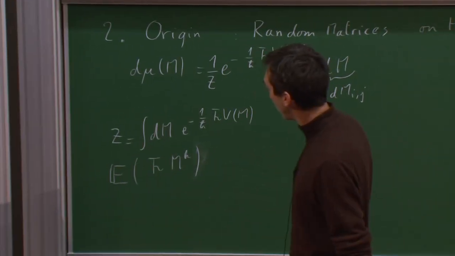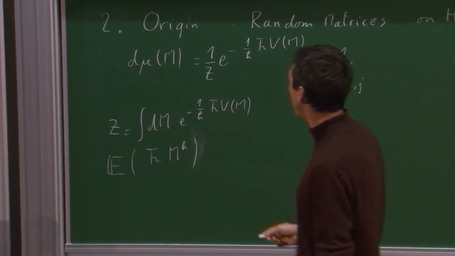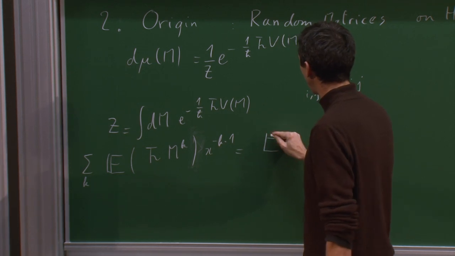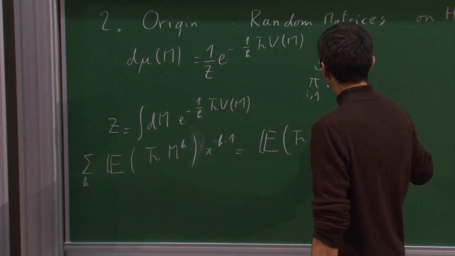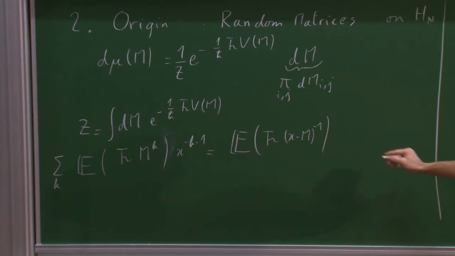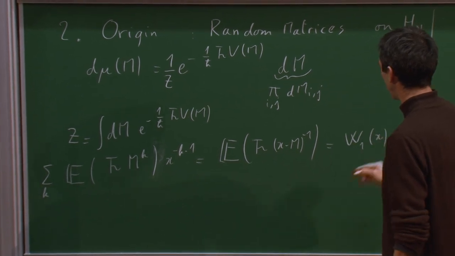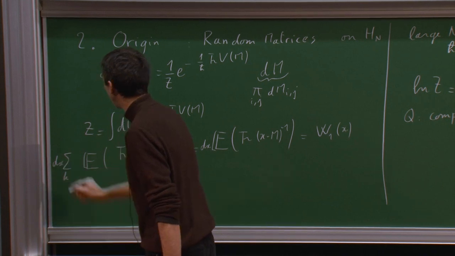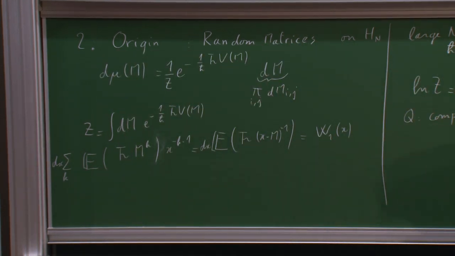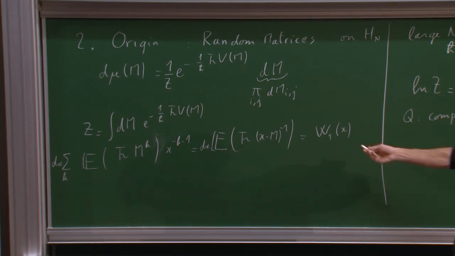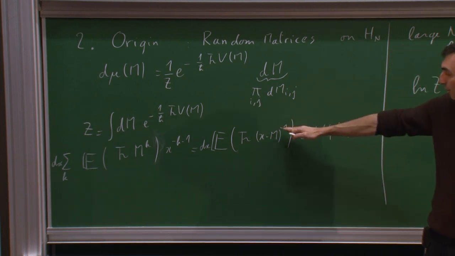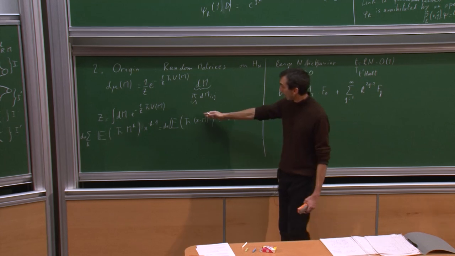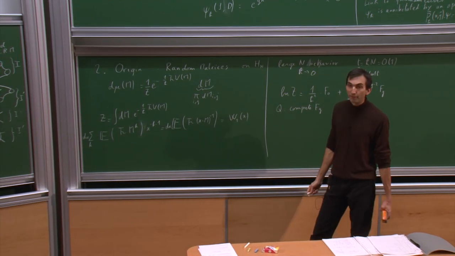And in fact, you don't want to compute only Fg, you want to compute all sorts of expectation values. Well, if you take that sum over k multiplied by x to the minus k minus 1, this is the same thing as computing the trace of (x minus M) to the minus 1, so it's the resolvent, and we call that W1 of x. Well, I want to make it a one-form, so I multiply by dx. So W1 of x is also some quantity you want to compute, and the discontinuity of the resolvent, the imaginary part of W1 of x, is also the density of eigenvalues. So the discontinuity of a resolvent is basically the spectral density of a random matrix.